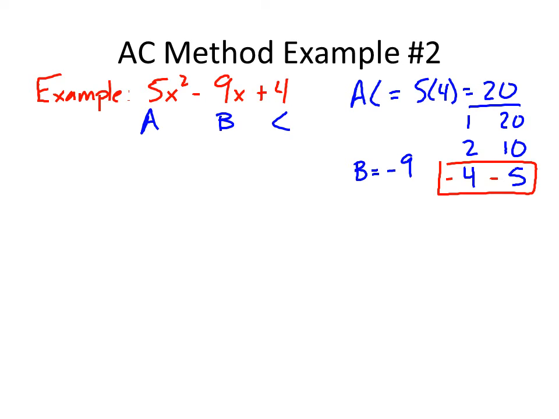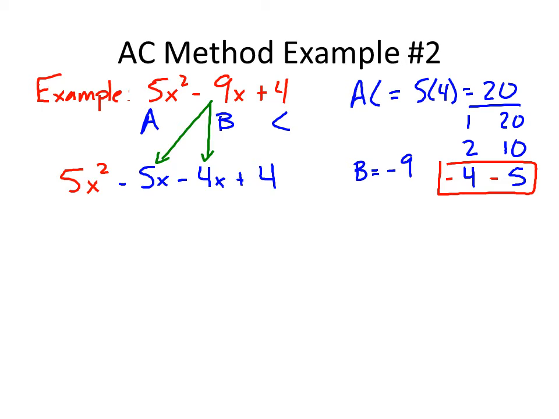So a times c, 5 times 4, that gives me 20. I'm looking for a multiple of 20 that adds up to -9. The only one that I could come up with was 4 and 5, and the only way it could add up to be negative 9 was negative 4 minus 5. And again, negative 4 times negative 5, a negative times a negative, we are going to get back to a positive number, so that does give us positive 20.